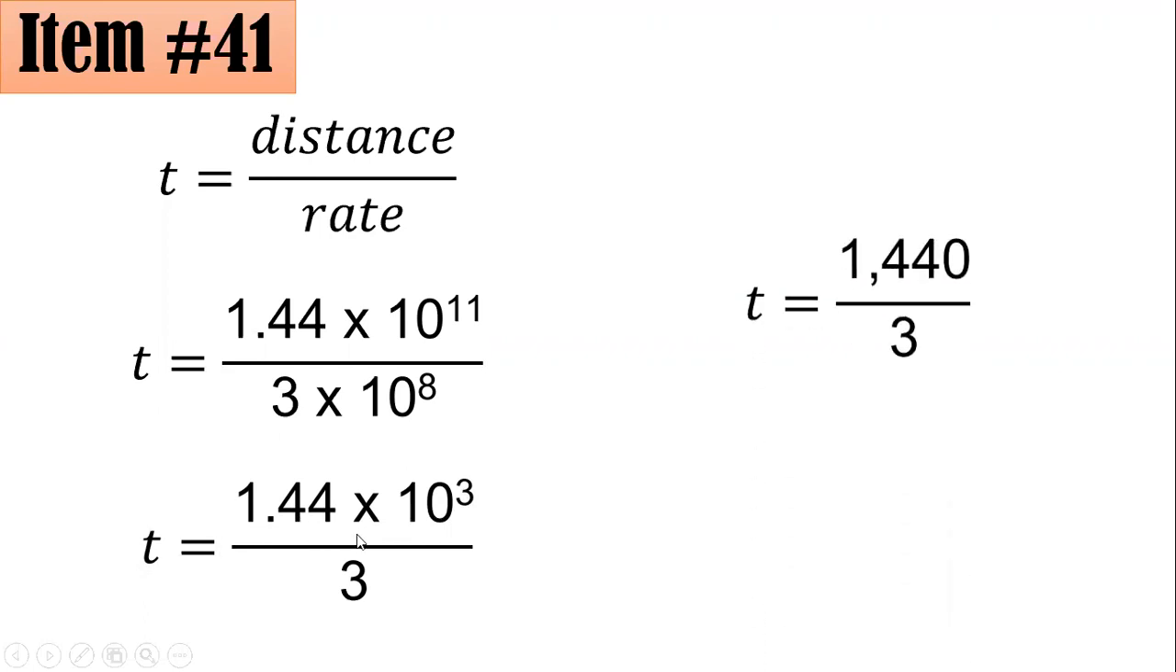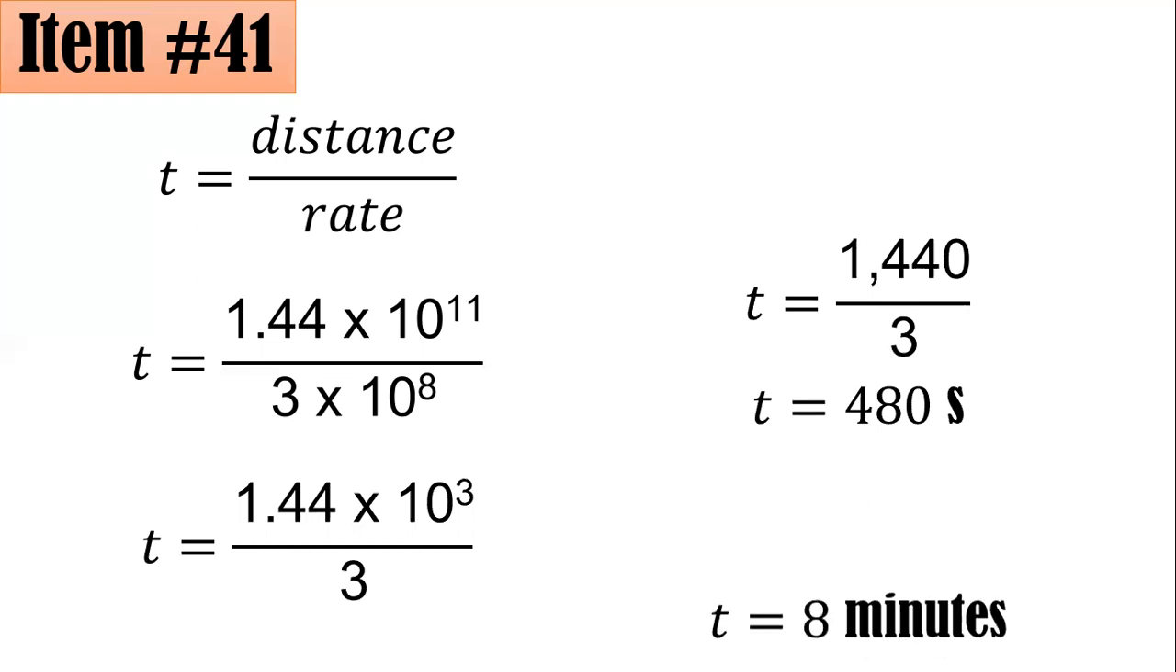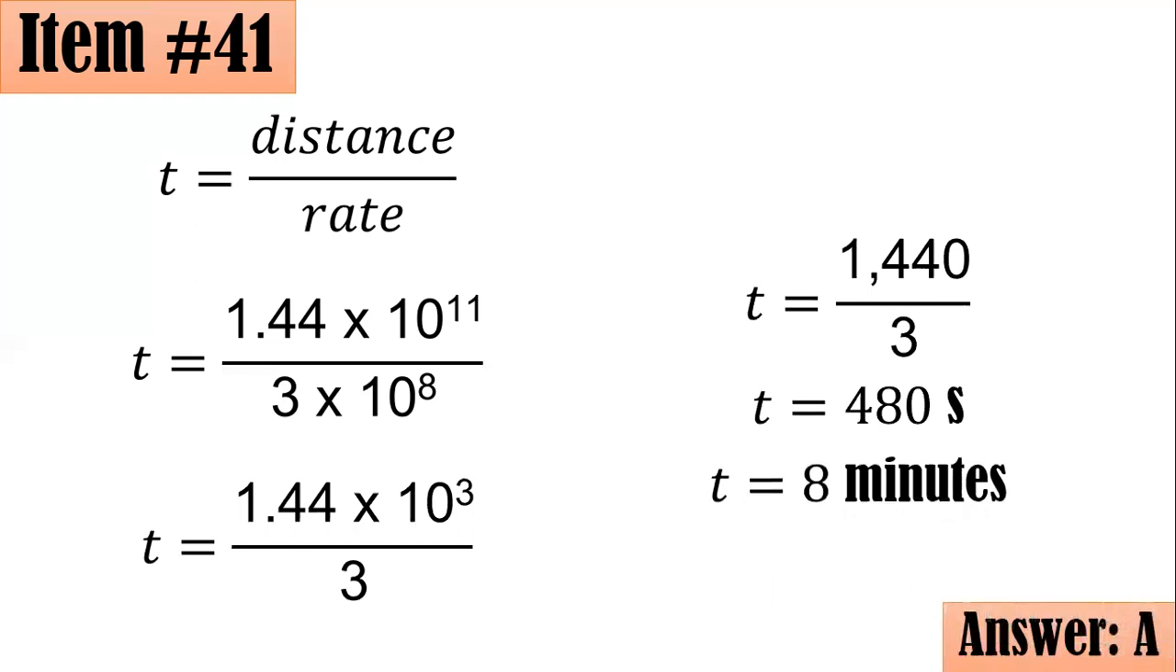That's 1,440 all over 3. That's 480 seconds. However, we are going to express the answer in minutes, and a minute has 60 seconds. So dividing 480 by 60 gives you 8. Hence, it would take 8 minutes for light to reach Earth. Letter A.